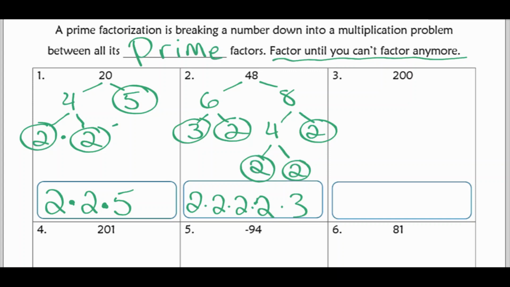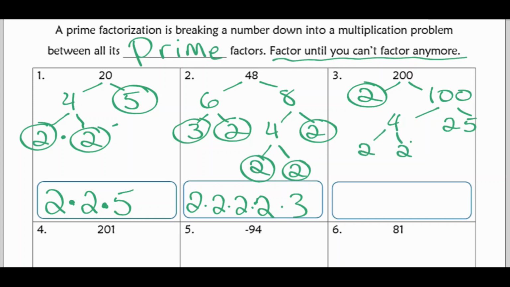Same kind of thing in number 3. I'm going to take out the 100 right away. I'm going to take out 2 and 100. 100 is going to break down into, we have some options there. Let's do 4 and 25. And then 4 breaks down into 2 and 2. And 25 can break down into 5 and 5.